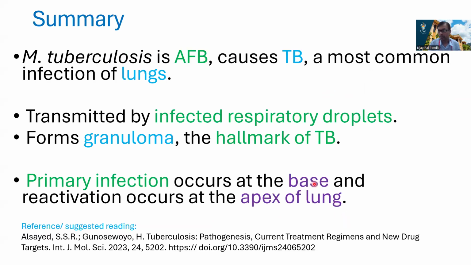So now we are summarizing the session, what we have read. Mycobacterium tuberculosis is the acid-fast bacilli that causes TB, and the most common infection is to the lungs. It is transmitted by infected respiratory droplets and forms granuloma, which is the hallmark of TB. The primary infection occurs at the base of the lungs, whereas in reactivation cases, it infects the apex of the lungs.